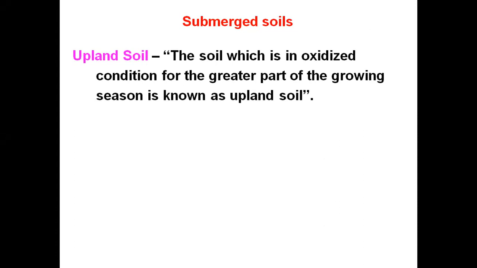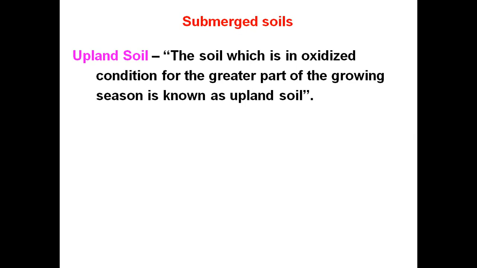The next topic is submerged soils. We know the upland soil. Whatever the soil which is in the oxidized condition for the greater part of the growing season is known as the upland soils. Already we have studied the upland soils and wetland soils. Wetland soils are the soils which are not in oxidized condition; these are in the submerged condition for the greater part of the growing season, and they are known as the wetland soils.